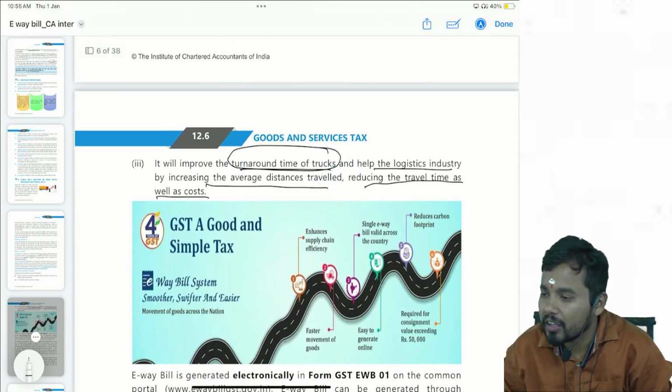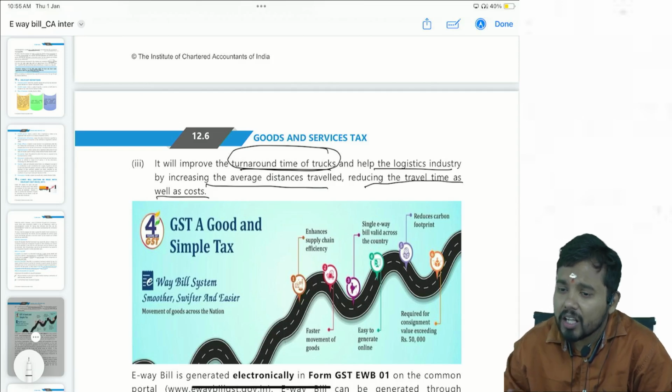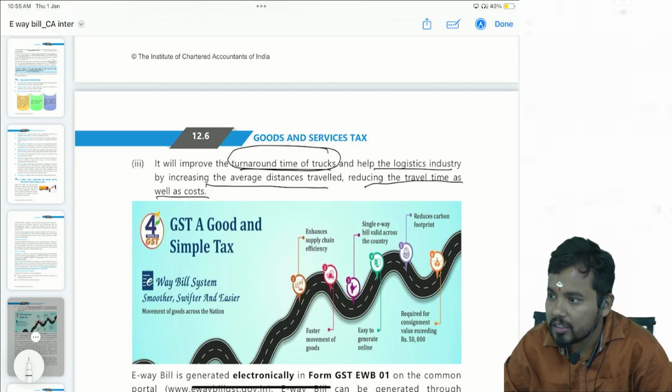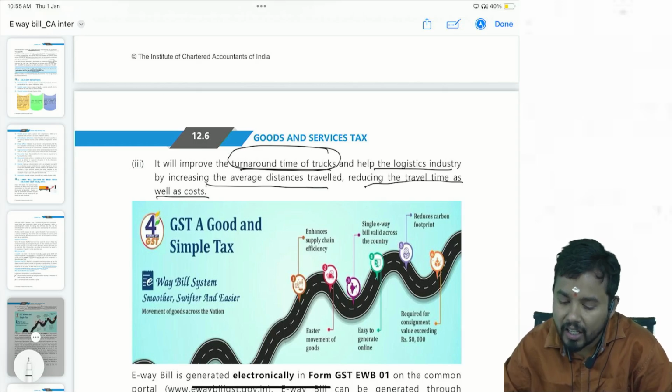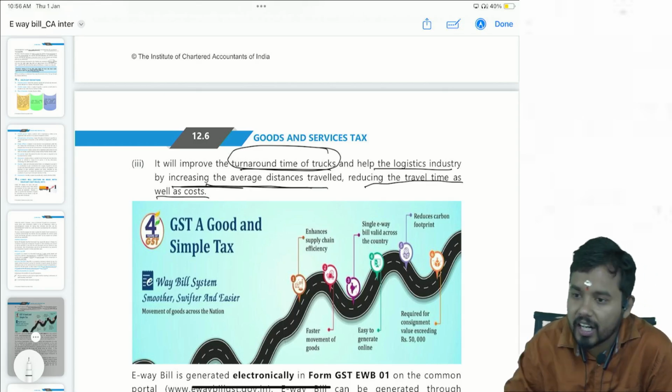See, because of the introduction of E-way bill, the movement of goods, or the delivery of goods, will become faster or not? The movement of the goods becomes faster means it will increase the average distance traveled. Yes or no? Increasing the average distance traveled.